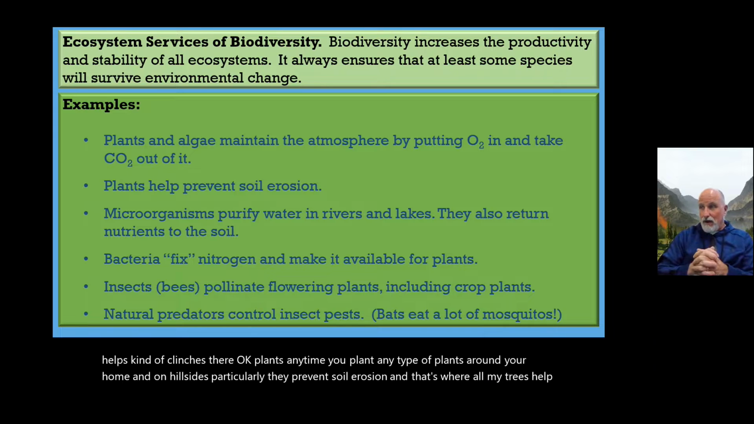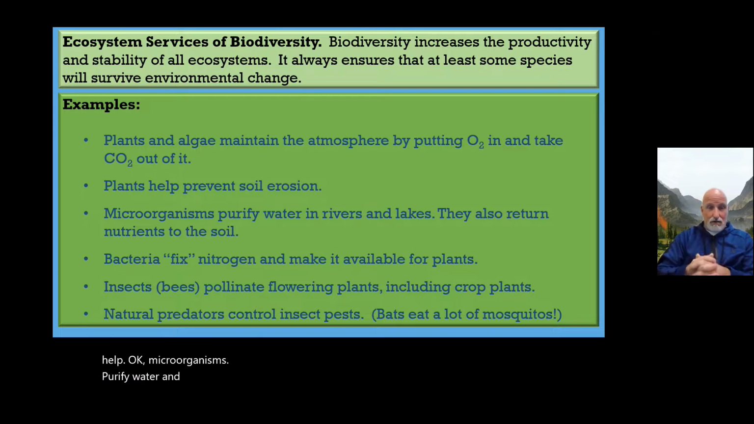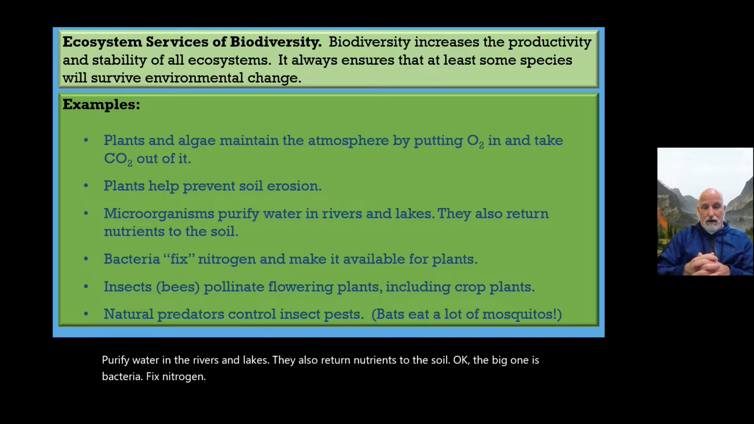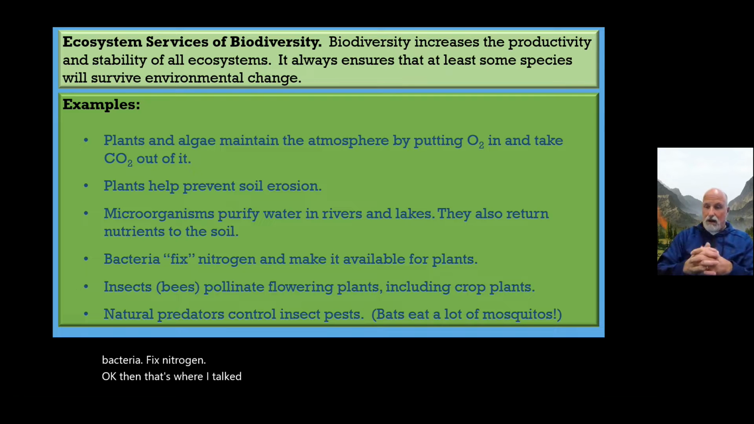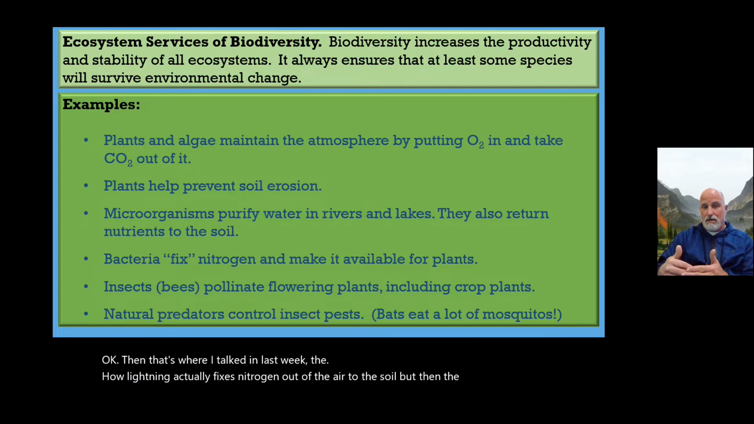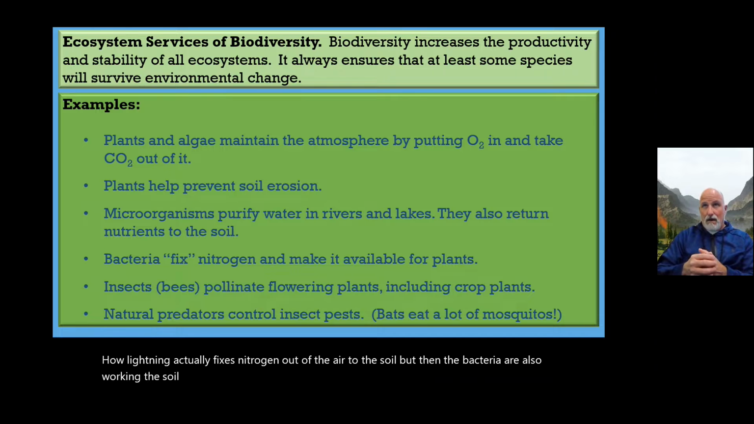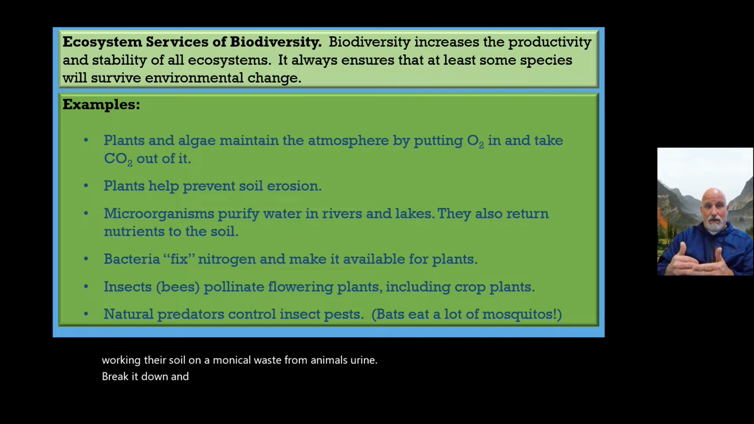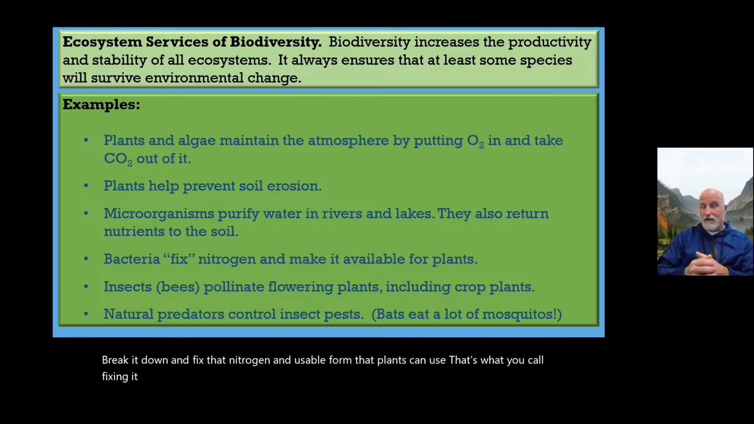Microorganisms purify water in rivers and lakes. They also return nutrients to the soil. The big one is bacteria fix nitrogen. That's where I talked last week about how lightning actually fixes nitrogen out of the air to the soil, but then the bacteria are also working the soil on ammoniacal waste from animals, urine, breaking it down and fixing that nitrogen in a usable form that plants can use. That's what you call fixing it, where they make it into nitrates.